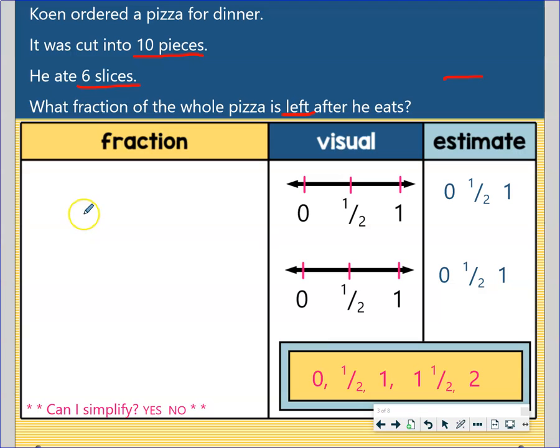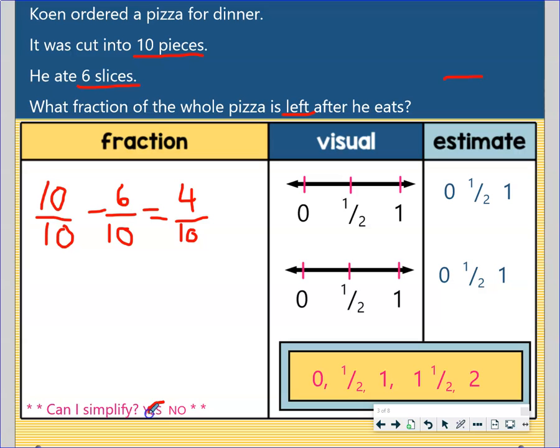For this one, it's not made into fractions already. I just have to think, if I have a pizza that's cut into 10 pieces, that's like having 10 tenths. So 10 tenths is what we start with. That's our whole. If we ate 6 out of 10 pieces, that would be 6 tenths. Now we can subtract because we have the same denominators. Our denominator can stay the same. 10 minus 6 is 4.